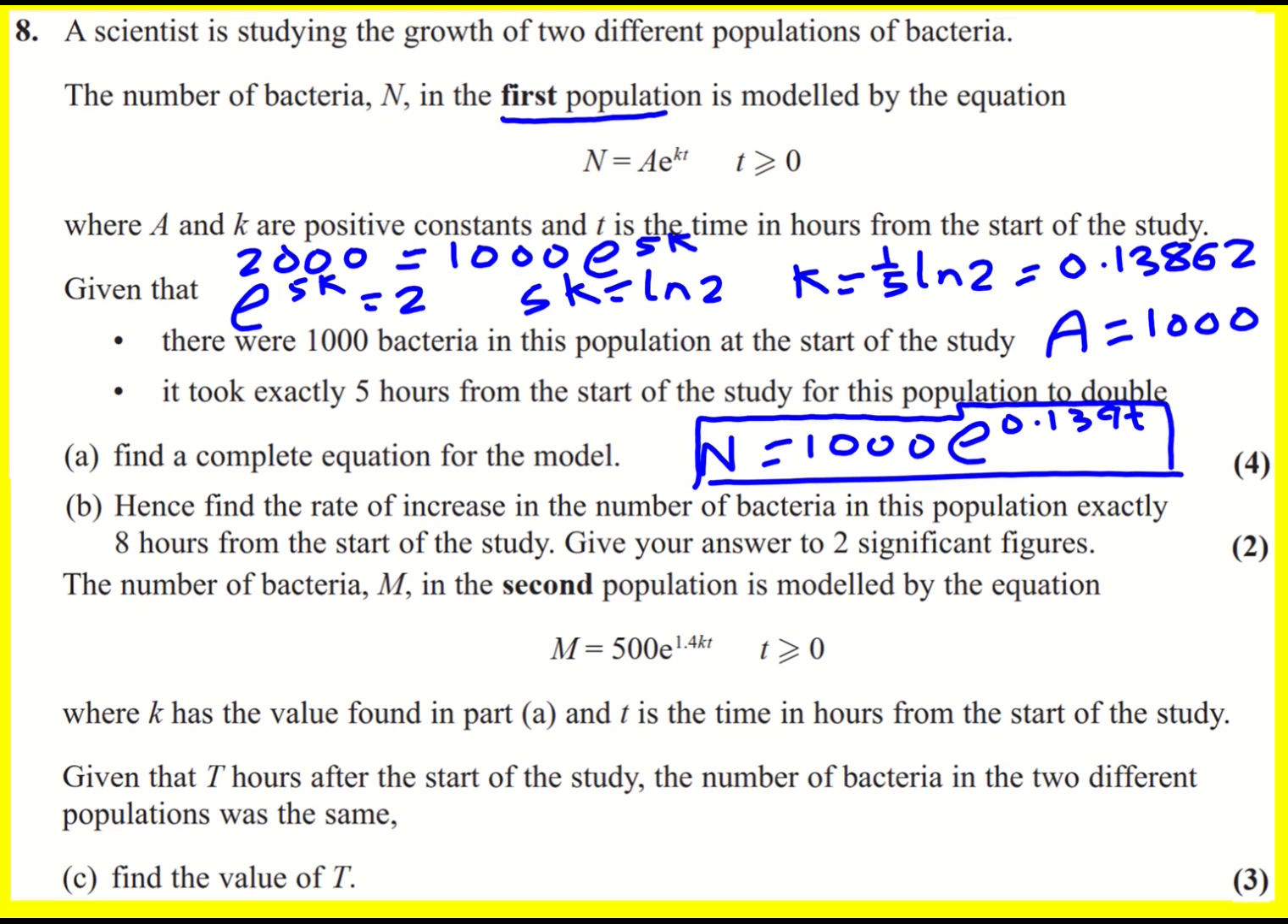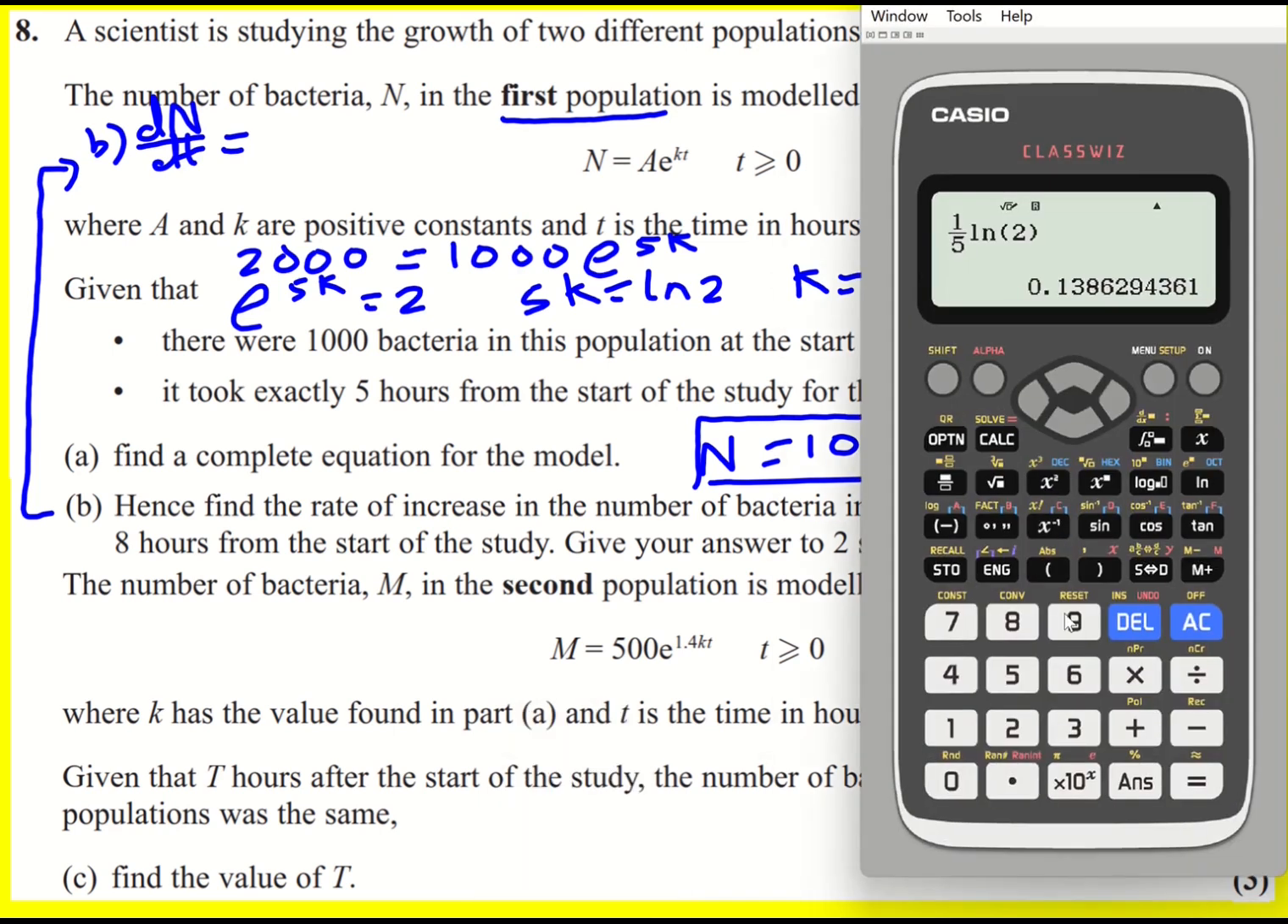Hence, find the rate of increase in the number of bacteria in this population exactly 8 hours from the start of the study. Give our answer to two significant figures. So that's going to be dn by dt, the gradient function, and then I'll be substituting in t equals 8. So for this sort of exponential, the thousand just stays there. We just have that as a constant. And then e to the kt differentiates to k e to the kt. So I'm going to be timesing by 0.139. So I'm just going to write it down exactly to start with.